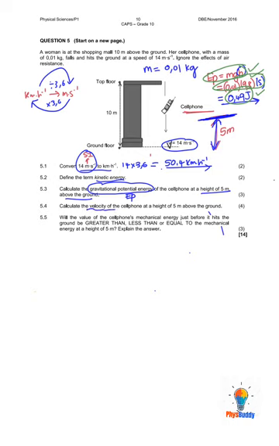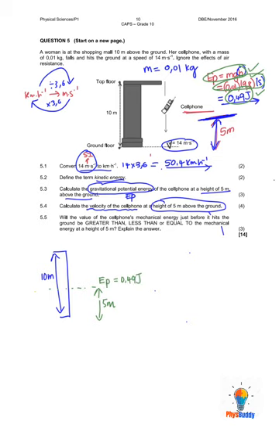Calculate the velocity of the cell phone at a height of 5 meters above the ground. So we are still working at this point. So I'm just going to redraw this. We've got everything starting at 10 meters above the ground. And then they're asking us questions at a particular point, 5 meters above the ground. And we know that the potential energy at this point is 0.49 because we calculated it. And they want us to find the velocity at this point.